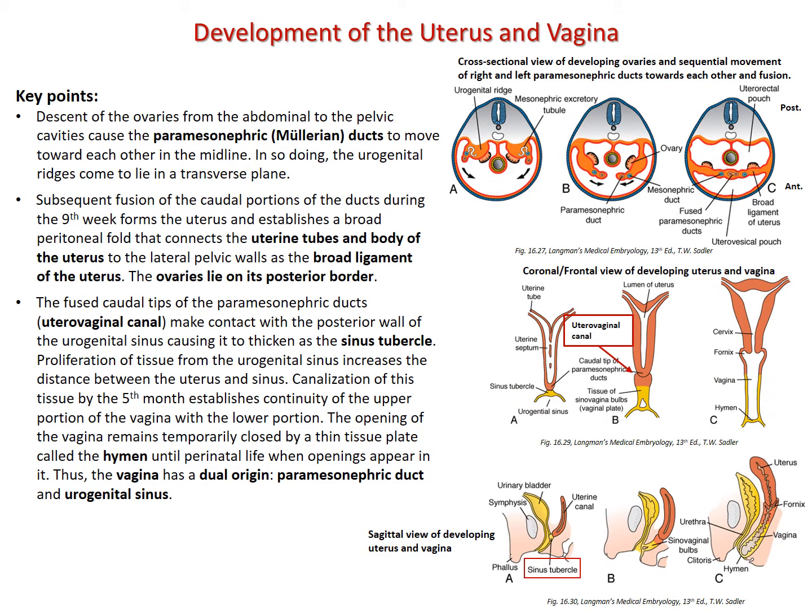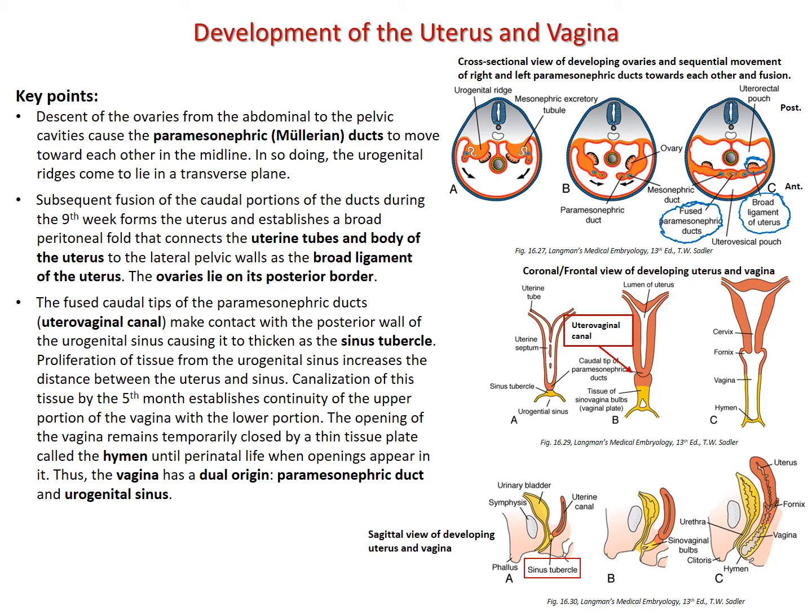Descent of the ovaries from the abdominal cavity to the pelvic cavity causes the paramesonephric ducts to move toward each other in the midline. In so doing, the urogenital ridges come to lie in a transverse plane. Subsequent fusion of the caudal portions of the ducts forms a uterus and establishes a broad fold of peritoneum that connects the uterine tubes and body of the uterus to the lateral pelvic walls as the broad ligament of the uterus. In this translocation, the ovaries come to lie on the posterior border of this ligament.